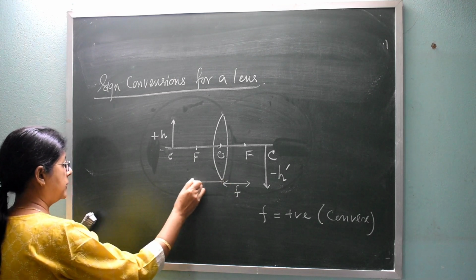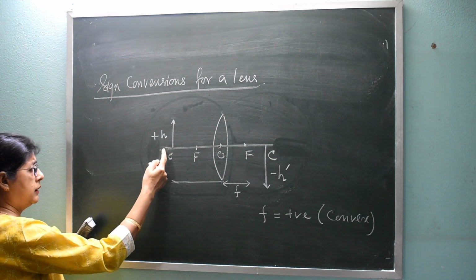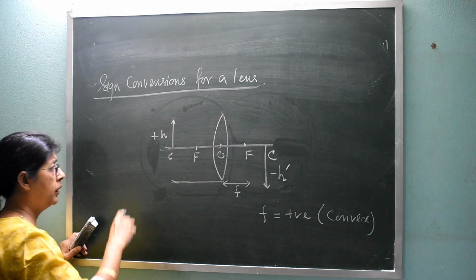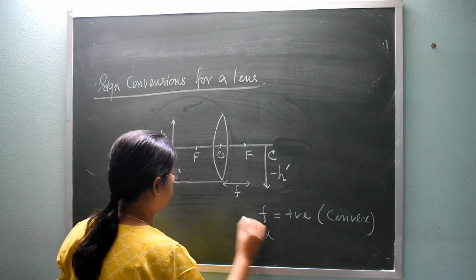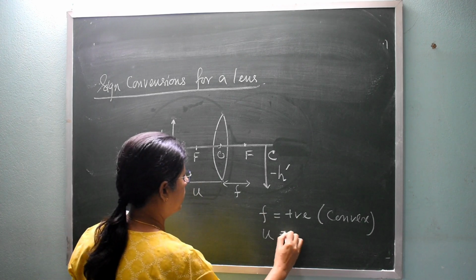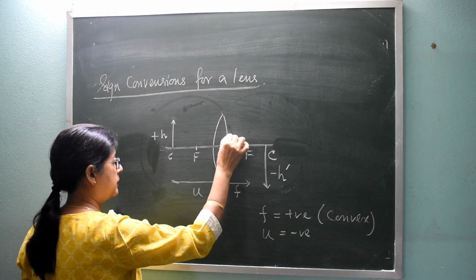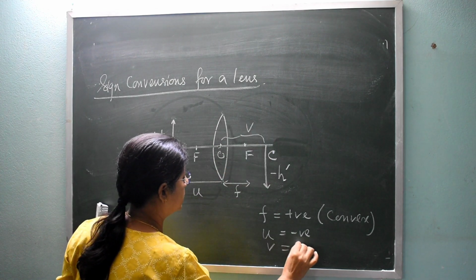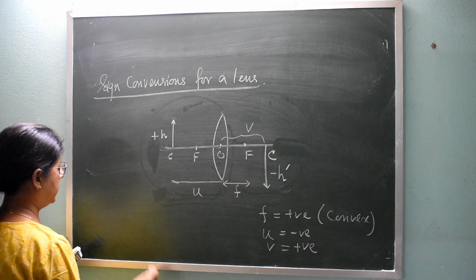Here the object distance is measured from the optical center to this side, against the direction of light rays, because light rays come from left to right and our measurement is from right to left. So the object distance will be negative. Similarly, the image distance, if the image is real, that will be v, and v will be positive. So I think it is clear for a real image.